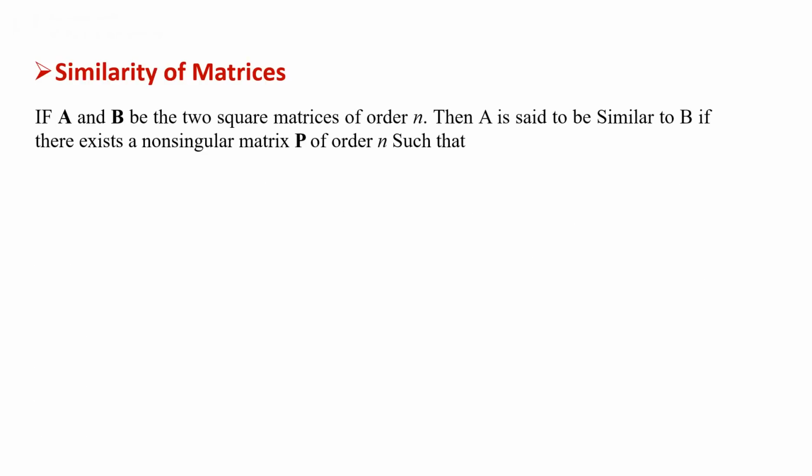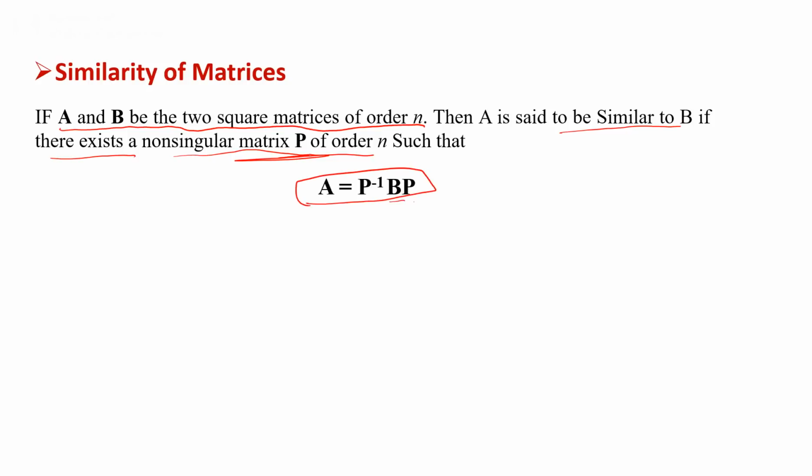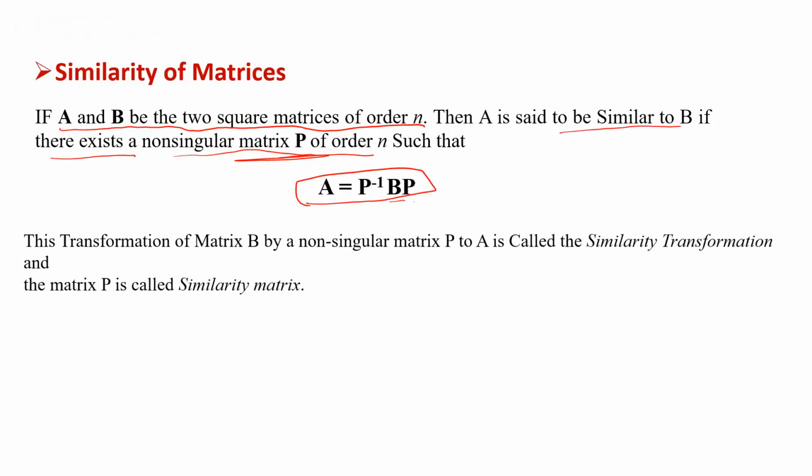Suppose we have two matrices, capital A and B, which are square matrices of order n. Then we say A is similar to B if there exists a non-singular matrix P of order n such that A is equal to P inverse B P. Here, the transformation of matrix B by a non-singular matrix P to A is called similarity transformation. And the matrix by which the similarity transformation is performed, that matrix P, is called the similarity matrix.